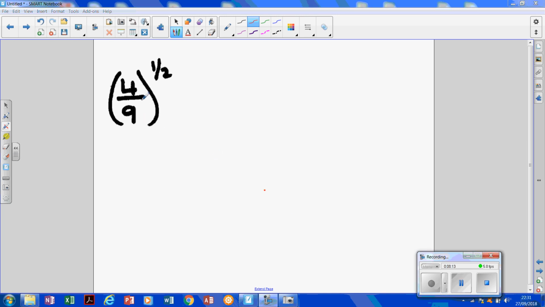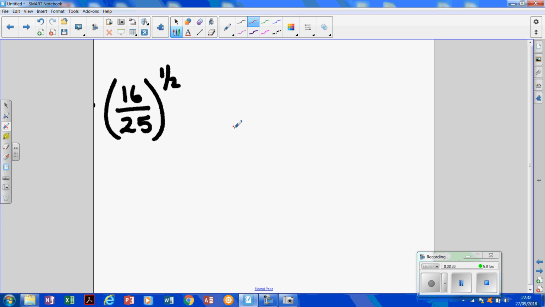Now this one here is a fraction, but what we do is that's a square root, okay, so that just becomes the square root of 4 divided by the square root of 9. Square root of 4 is 2, square root of 9 is 3. Okay, so you're doing it as 2 different calculations, top and bottom.